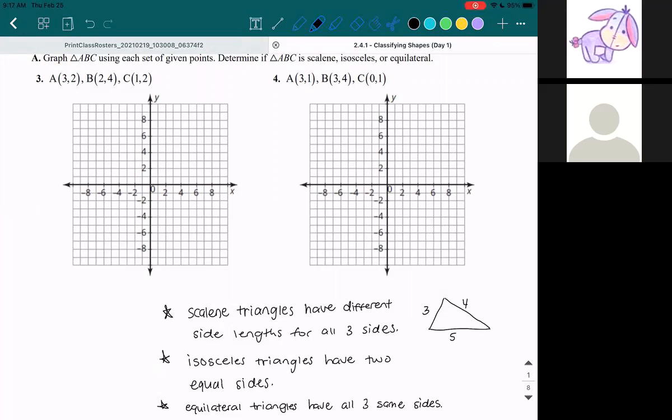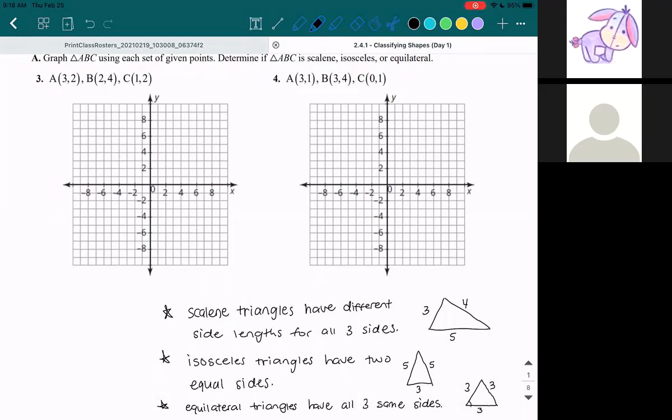Let's take a look at an isosceles triangle. 3 and 5 and 5. See how there's a pair of matching sides? 5 and 5 are the same, so there's two equal sides. The third one has to be different, so this is an isosceles triangle. And then last but not least, we have an equilateral triangle, which all three sides are the same.